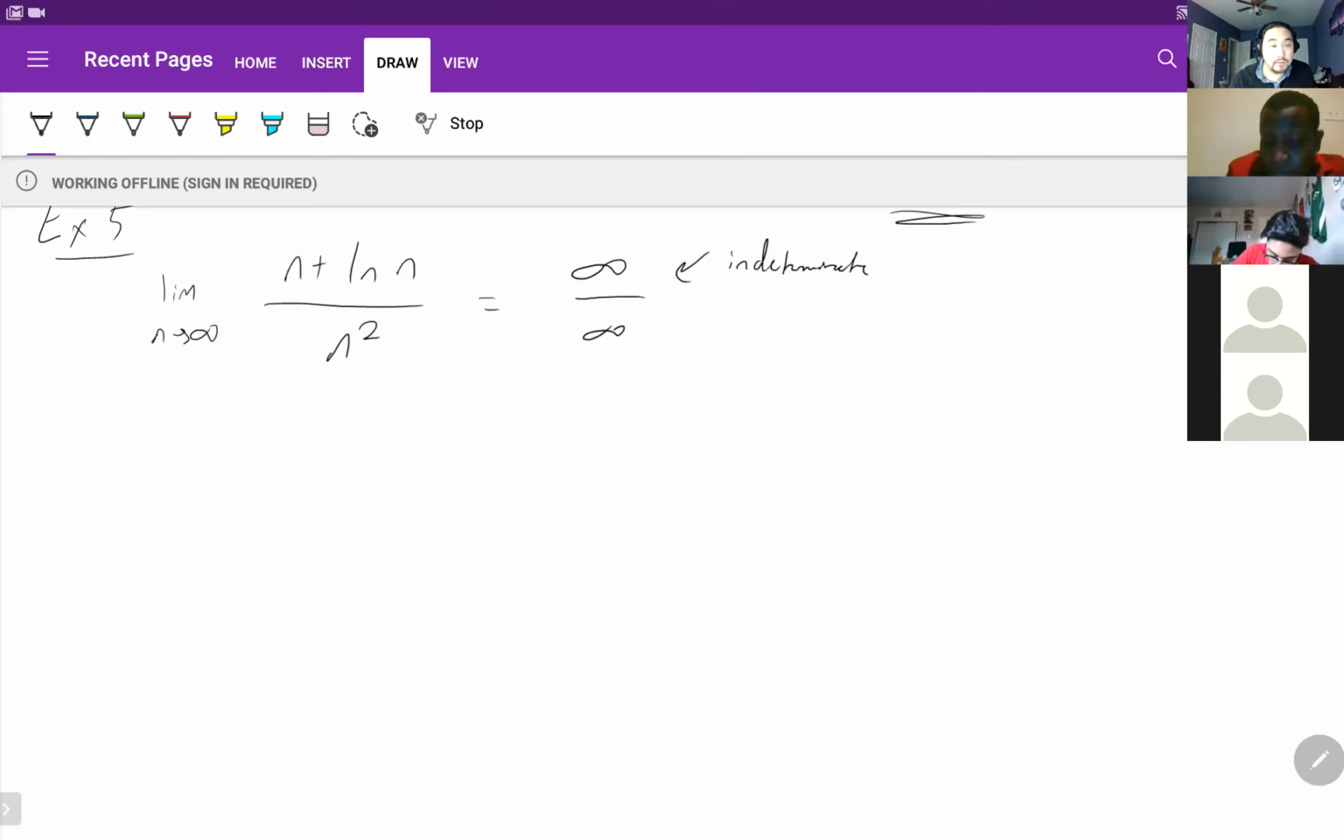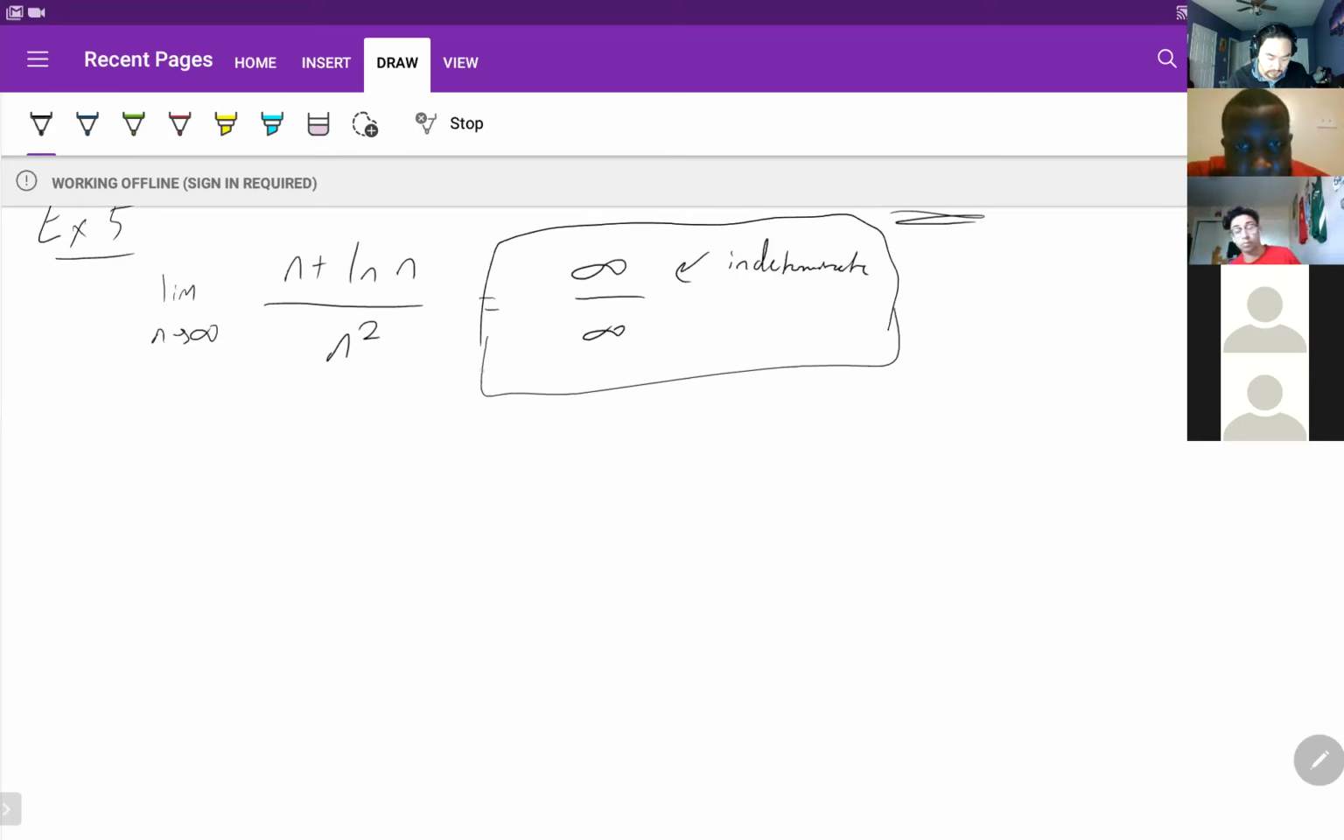If you are going to use L'Hopital's rule, and I'm going to make this very clear, you have to show this step. Why? Because L'Hopital only works on indeterminate forms. If you were to get infinity over 0, that is not an indeterminate form, so you cannot use L'Hopital's there. You guys need to check for indeterminate form.